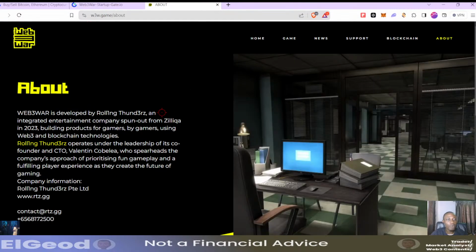This is about web3war, developed by Rolling Thunders, an integrated entertainment company spun out from Zilliqa in 2023, building products for gamers by gamers using Web3 and blockchain technologies.